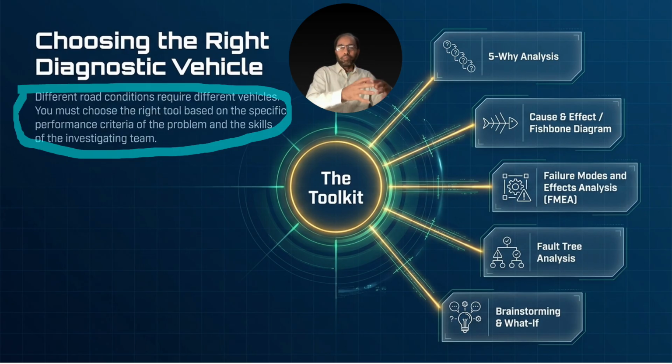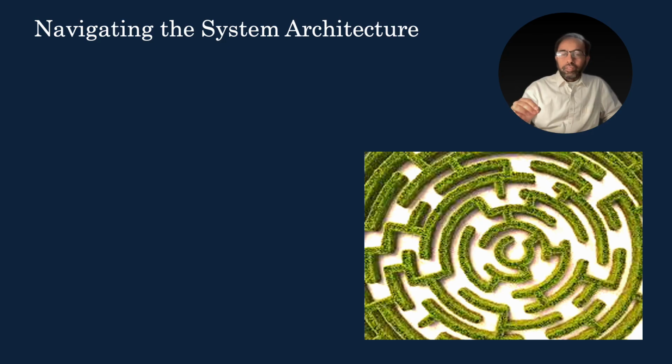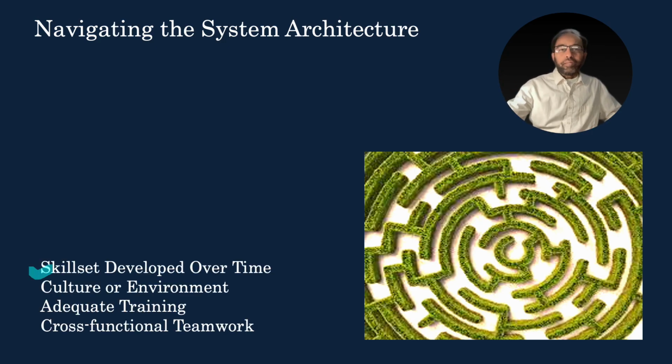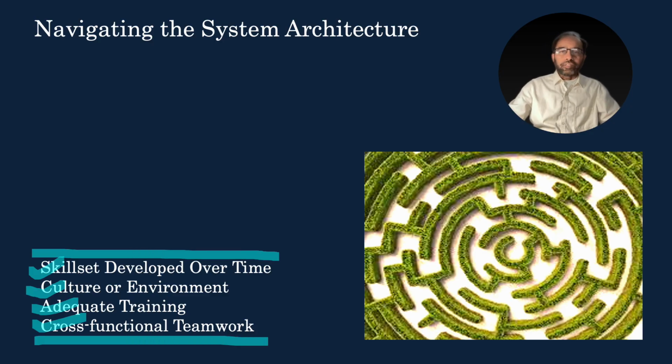Depending on the complexity of the problem you're trying to solve, you want to use the right tool, but the team needs to have the right skill sets to be able to use the right tool. But most common tools are 5 whys and fishbone diagrams that you can learn. All tools are learnable. You just need practice and experience and training over time. Finding the root cause is a discipline that requires a skill set you develop over time, a culture or environment that promotes this discipline, adequate training, and teamwork with others across different functional areas.